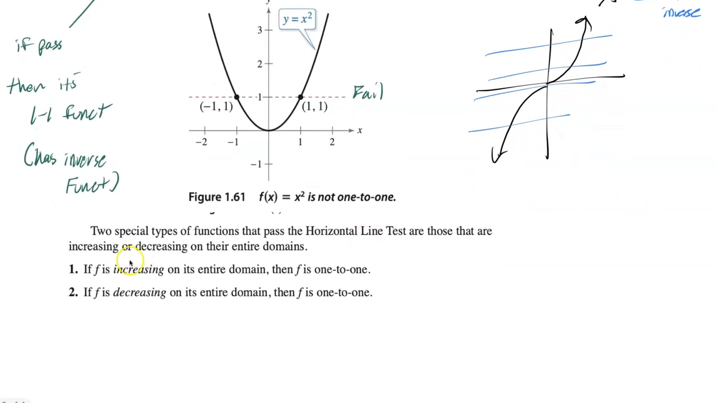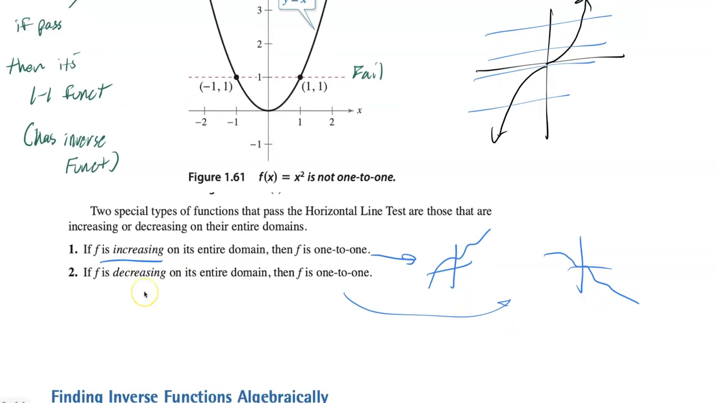Little note here, if f is increasing on its entire domain, so that just means it's going up the whole way, kind of like x cubed, then it's going to be one-to-one. Same thing if it's decreasing the whole way, so it's constantly going down. If one of those happens, it's a one-to-one function, so it means it has an inverse. So that's a little note, not a big deal.